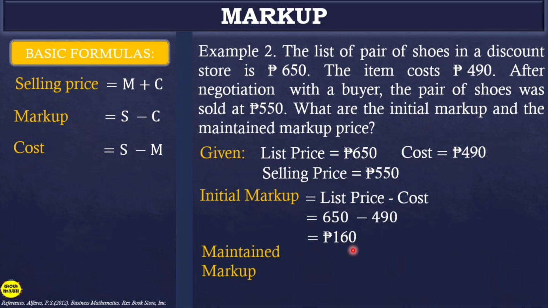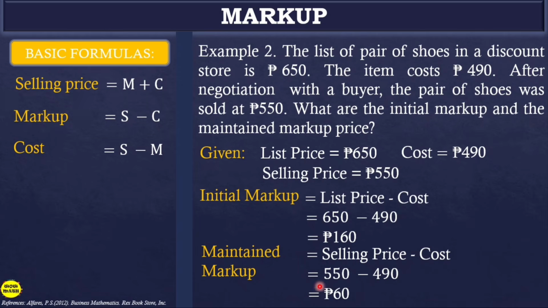And then the maintained markup, selling price minus the cost. So the selling price is 550 minus 490. The maintained markup is 60 pesos. Hindi na pwedeng bumaba, kasi ito na yung pinaka-maintained markup niya, 60 pesos. So the initial markup is 160 pesos if nabenta yan ng 650. Pero kapag nakuha ng 550, the amount of the markup is 60 pesos.